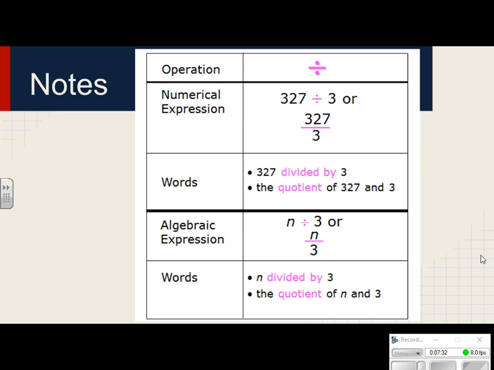And here's division. This one obviously goes through words that you could use for division. Again, notice that I wrote division as fractions in both algebraic and numerical expressions. Write this down before moving on.